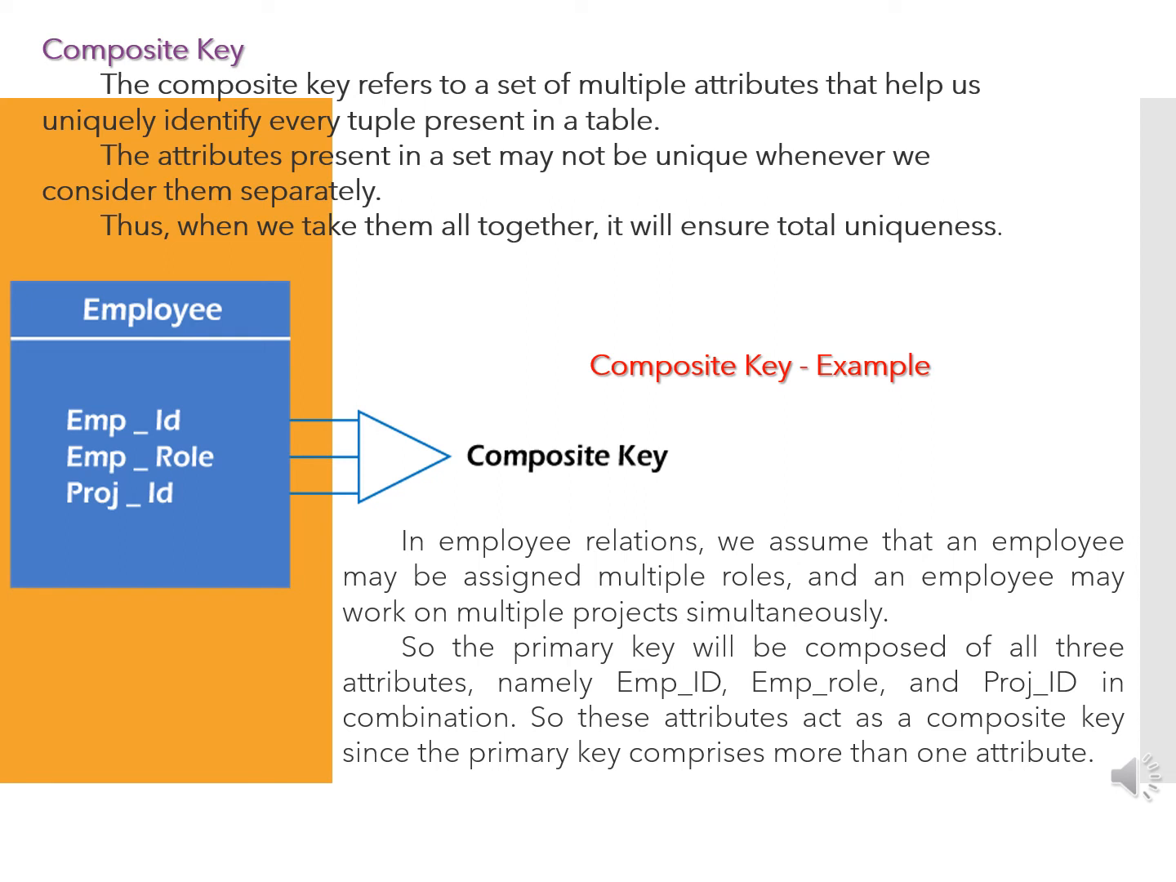If you see the example below, in employee relations, we assume that an employee may be assigned multiple roles and an employee may work on multiple projects simultaneously. So the primary key will be composed of all these attributes: employee ID, employee role, and project ID in combination. So these attributes act as a composite key since the primary key comprises more than one attribute. And you can identify an employee with all the three combinations, called the composite key.